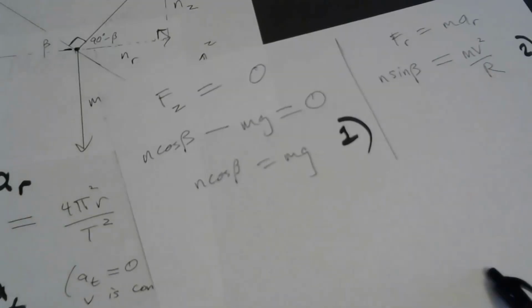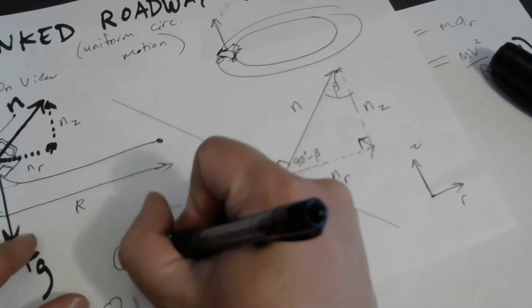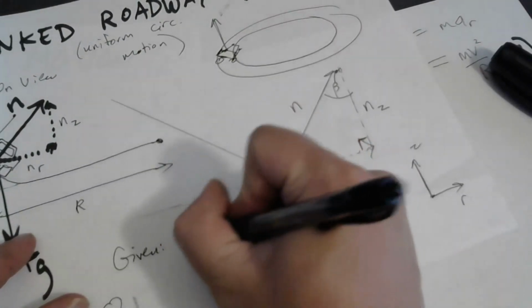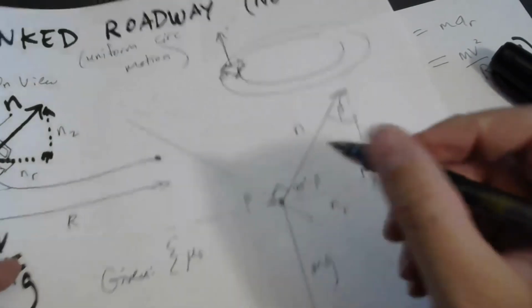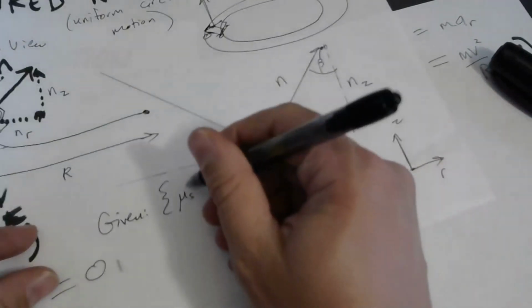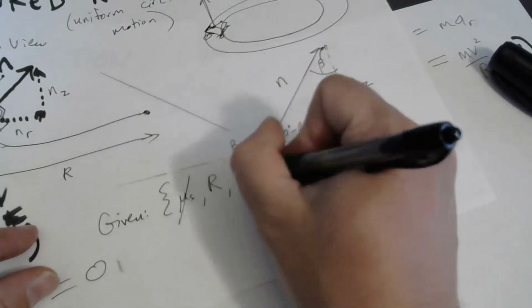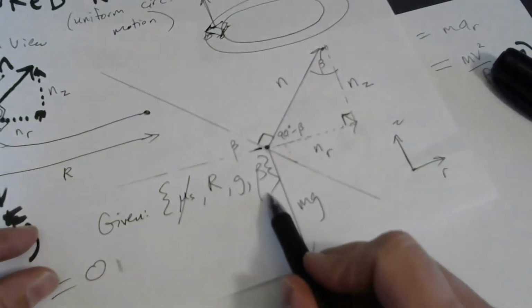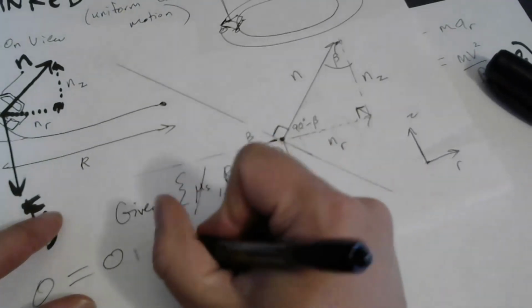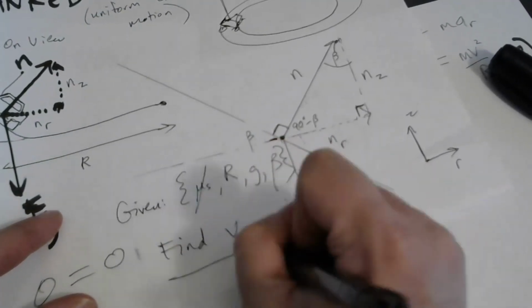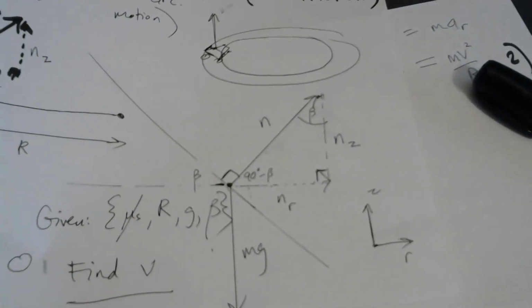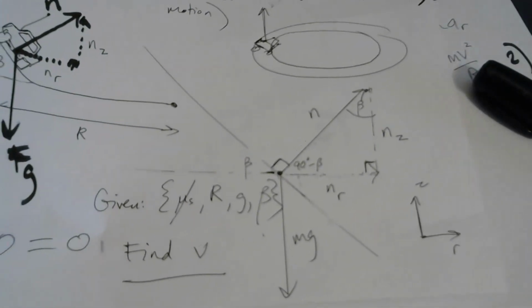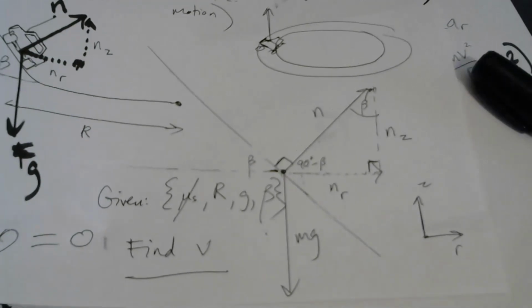All right. We've got 2 equations. And you know what? Let's suppose we're given here... Let's say you're given the coefficient of friction. Wait a minute, there is no friction. Okay, don't need that. The radius of the circle, of course we know g. And we need to know the bank angle. You know, what's the super elevation of this roadway? Find v. Maybe you're wondering, wait a minute, which v? Couldn't there be a range of speeds at which you can drive?